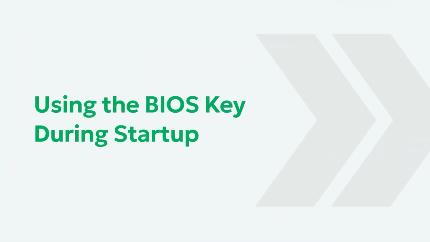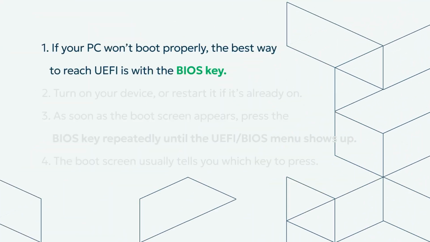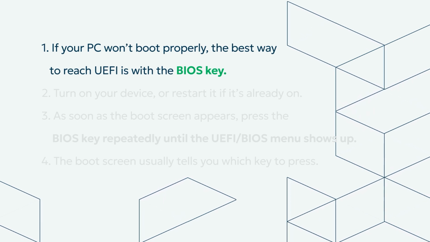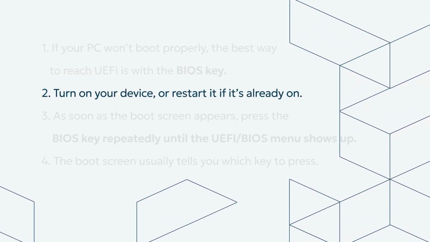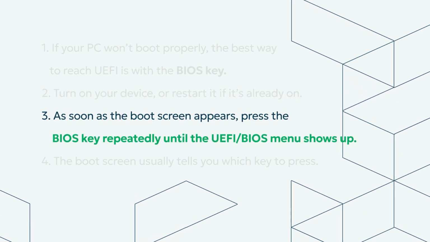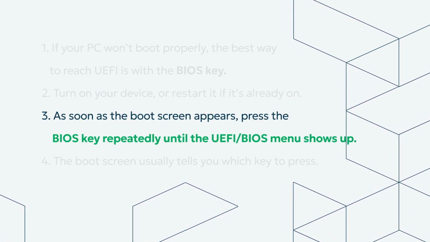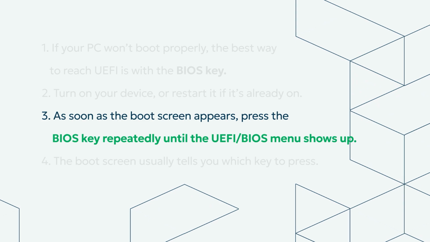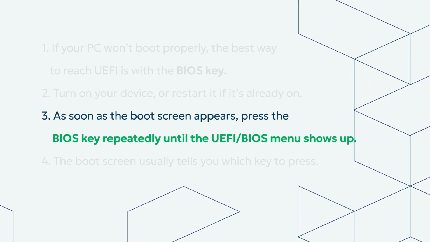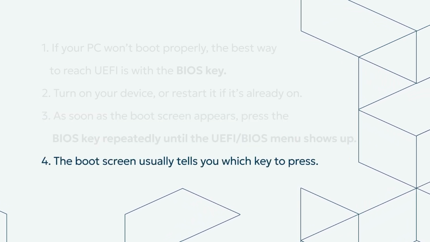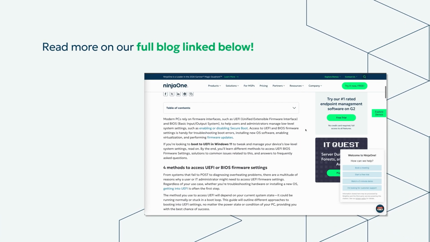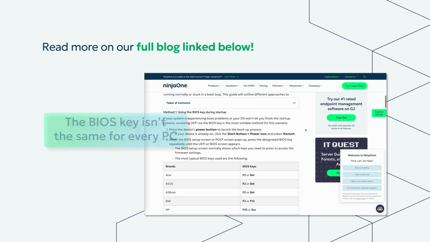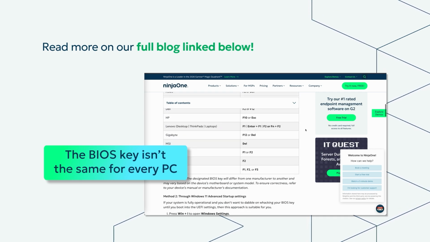Method 1. Using the BIOS key during startup. If your PC won't boot properly, the best way to reach UEFI is with the BIOS key. Turn on your device or restart it if it's already on. As soon as the boot screen appears, press the BIOS key repeatedly until the UEFI or BIOS menu shows up. The boot screen usually tells you which key to press. To know the most commonly used BIOS keys, read more on our full blog linked below. Remember, the BIOS key isn't the same for every PC.